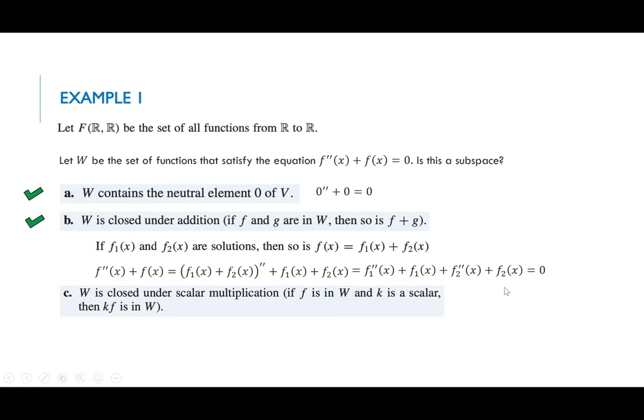And then the last thing we have to check is, is it closed under scalar multiplication? And yeah, similar Calc 1 reasoning, with a constant times a function, you can pull a constant out of the derivative. So k f, second derivative plus k f. Pull out the k, factor out that k. Since f was a solution, this is going to be 0. k times 0 is 0. So yes, k f of x is also a solution.